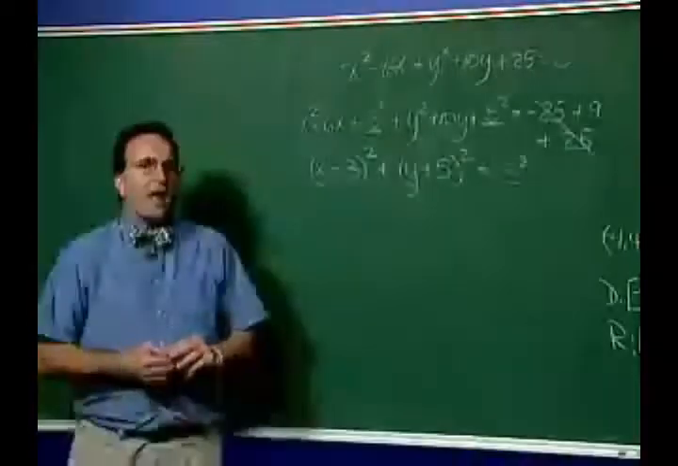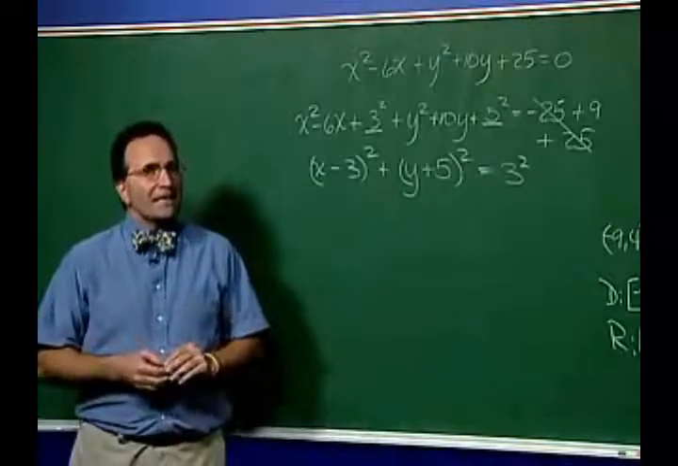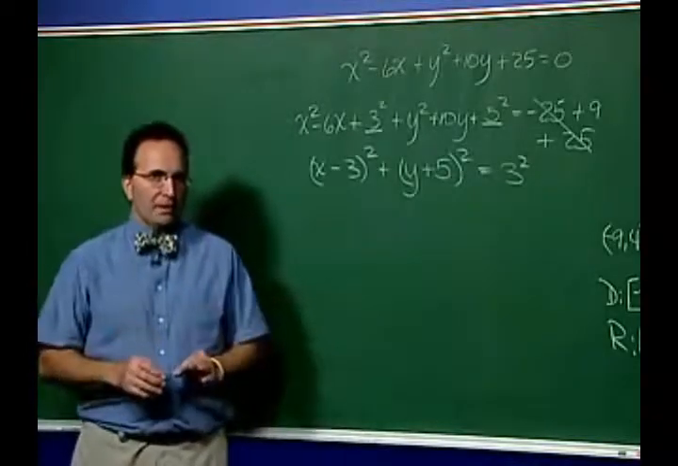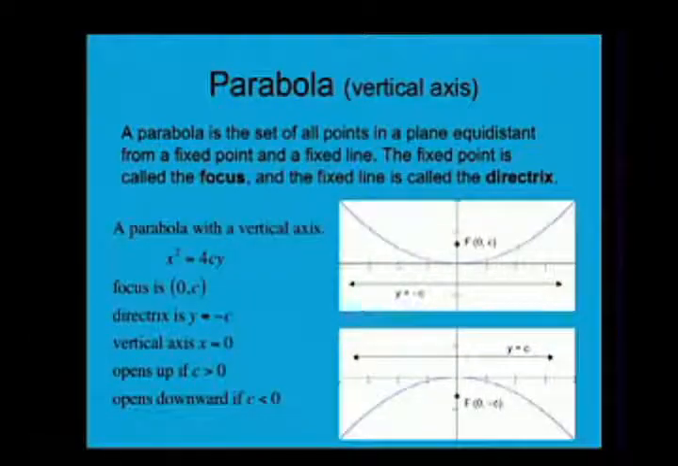All right, now let's examine in more detail the parabola. A parabola with a vertical axis is the set of all points in a plane equidistant from a fixed point and a fixed line. The fixed point is called the focus. The fixed line is called the directrix. A parabola with a vertical axis has the following equation.